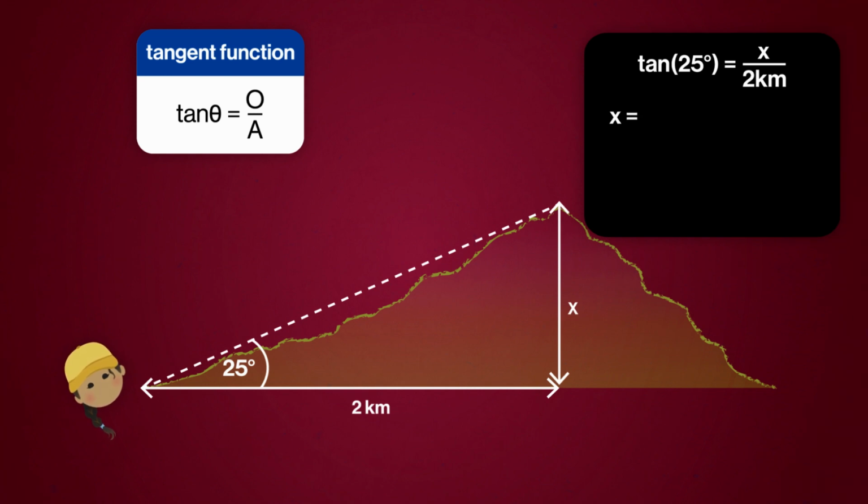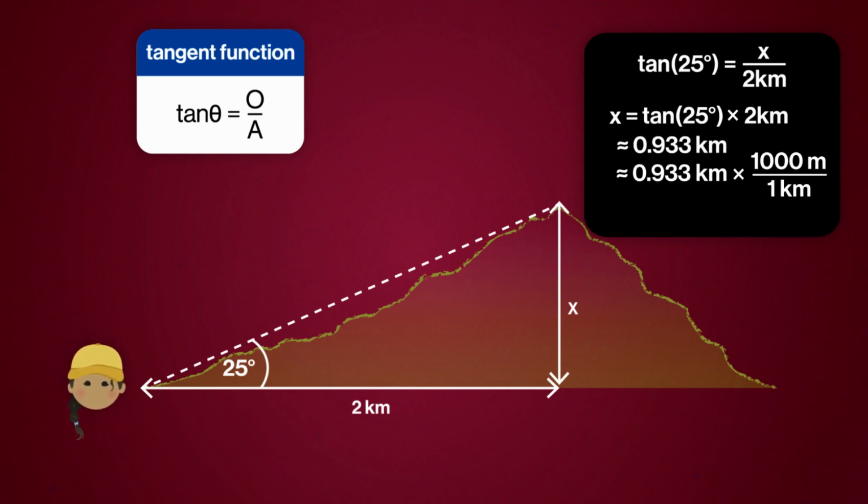If we solve for x, we get that the height of our mountain is 2 kilometers times the tangent of 25 degrees. So by punching that into a calculator, we get about 933 meters, which Anne reckons is a perfect hill to finish her day with.